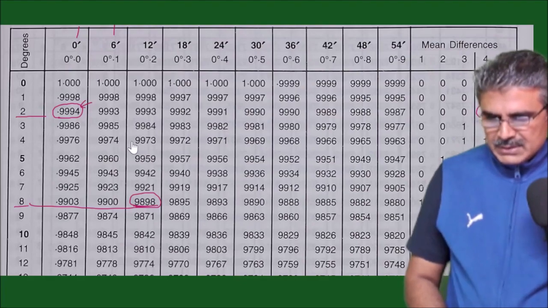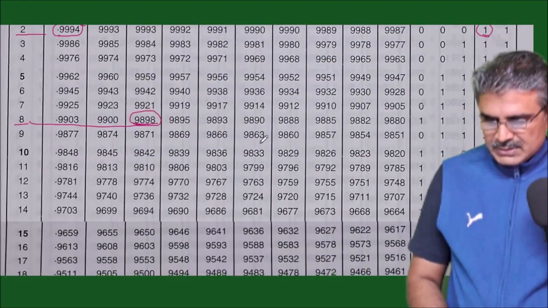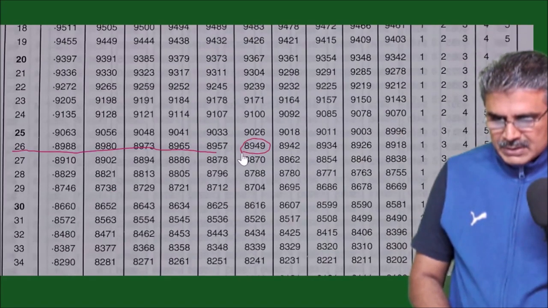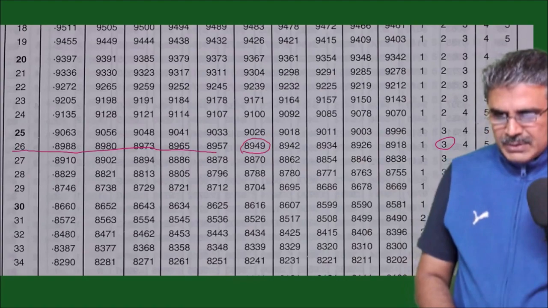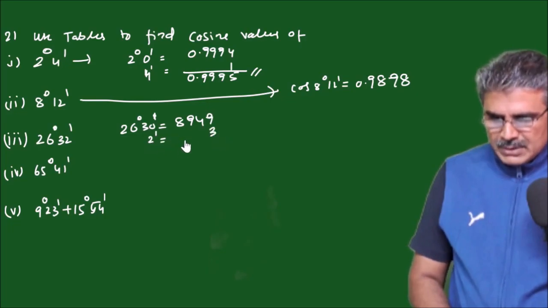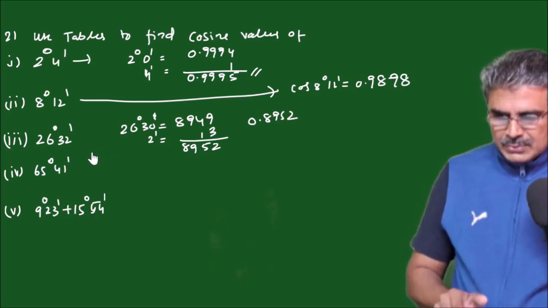Now come to 26 degrees 32 minutes. Go to the table. We can get 30, but for 2 we need to go for the mean difference. So go to 26 degrees. The value for 26 degrees 30 minutes is 8949. For the mean difference 2, we have another value, 3. If you add this 3 to it, you will get the exact value. So 8949 should be added to 3: 9 plus 3 is 12, plus 1, this is 5, and 9, 8. So the value is 0.8952 for cos 26 degrees 32 minutes.